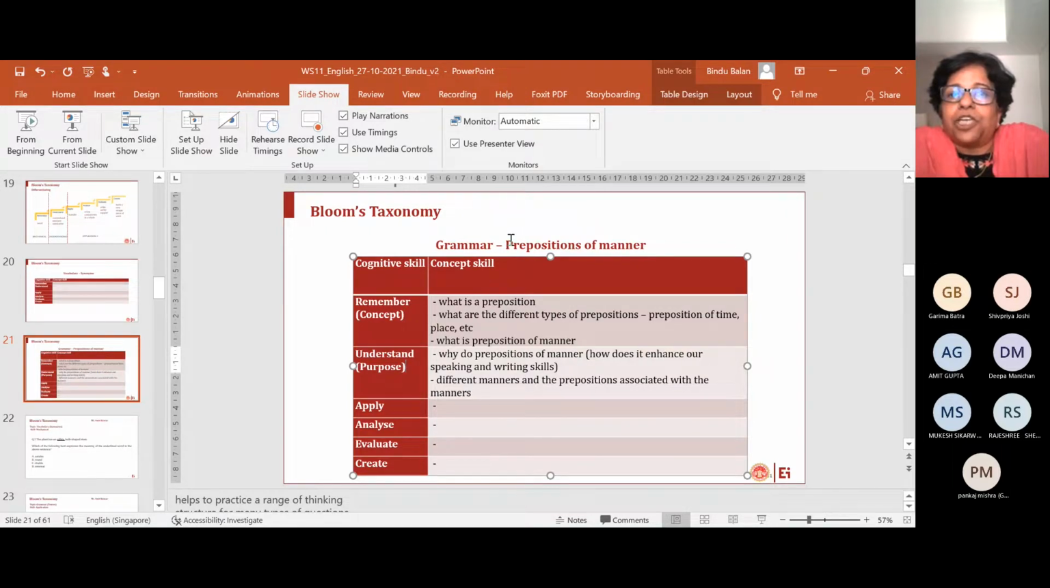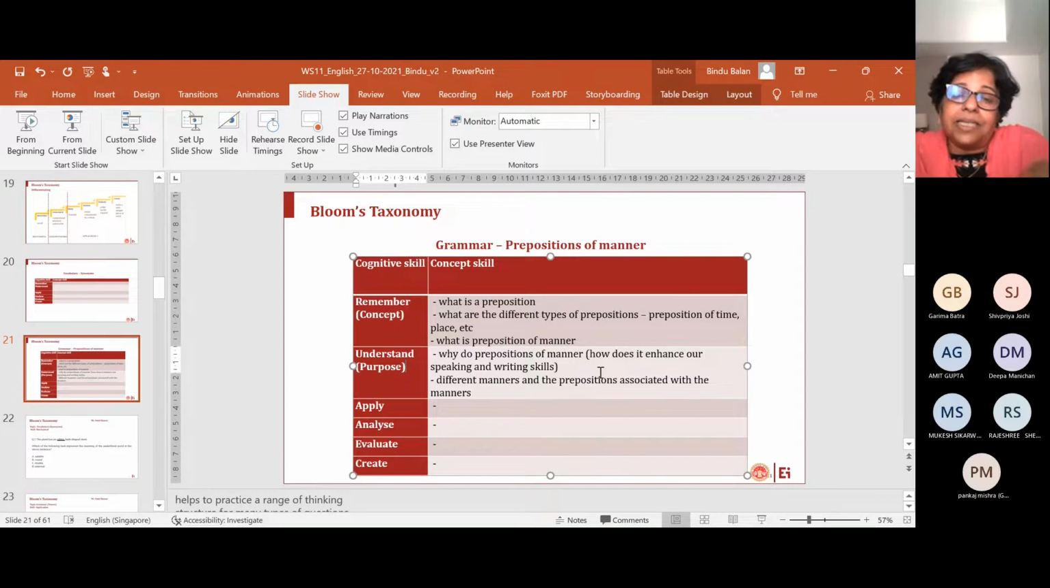What would you expect the child to do? Now, first you've taught them what is a preposition, different types of prepositions, and then you've narrowed it down to prepositions of manner. Now, at an understanding level, you're telling them why we should use prepositions of manner, to make our speech and writing more vibrant and robust and things like that. And then you'll teach them what are the different prepositions of manner that are associated with different things.